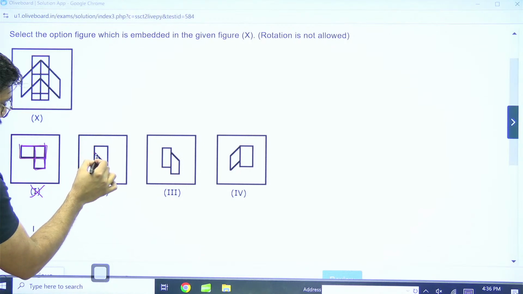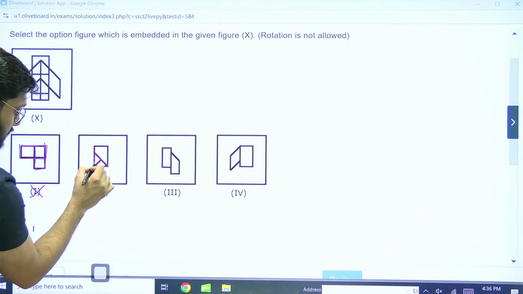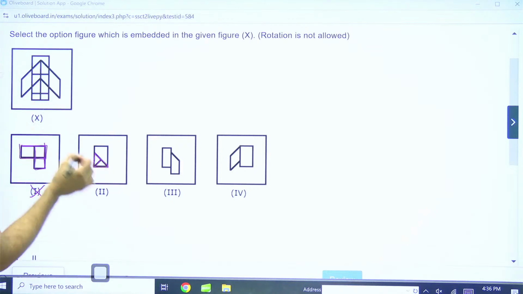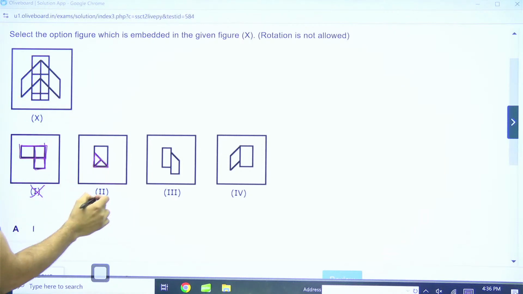Can we see this kind of triangle? We cannot see such a figure. Such a triangle is not present in this figure anywhere. You can see it very carefully. The second is also wrong. Now third and fourth are remaining.